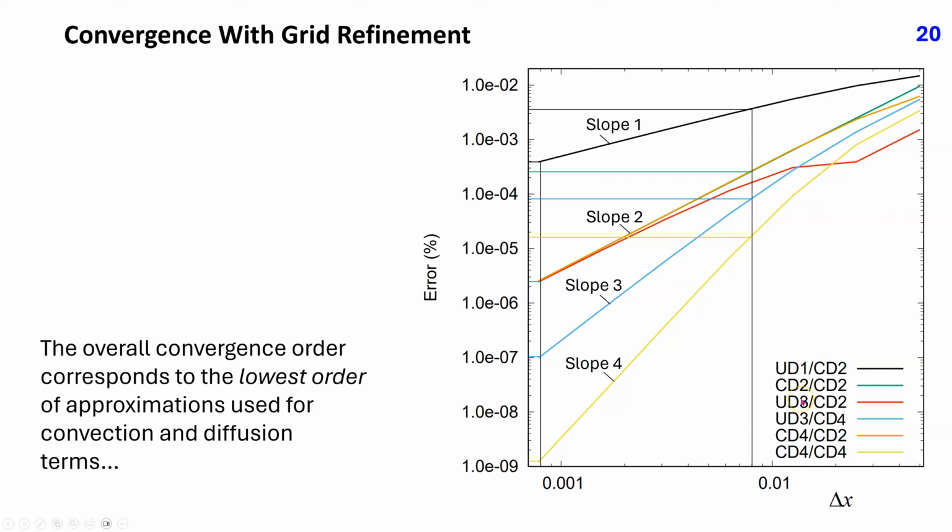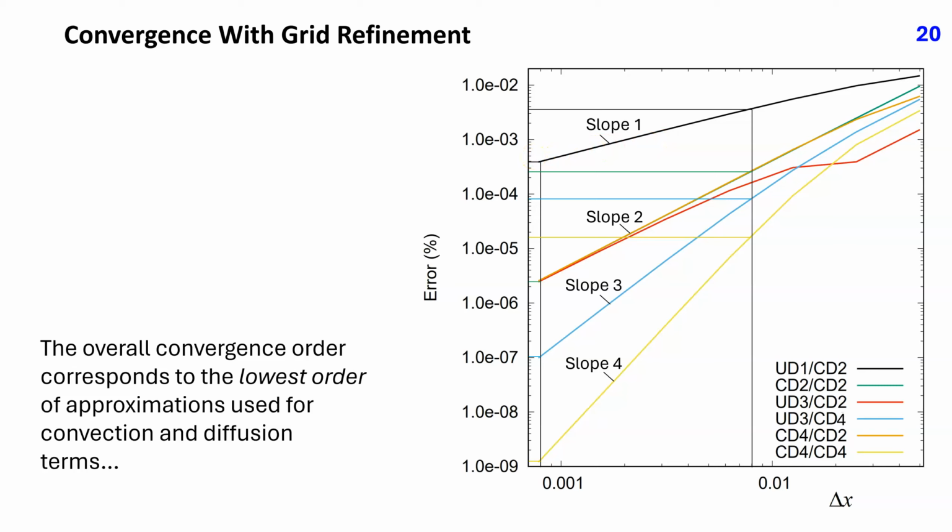Third order for convection, second order for diffusion, UD3, CD2. Third order for convection, fourth order for diffusion, UD3, CD4, and fourth order for convection and second order for diffusion, CD4, CD2. In addition, we have results from pure second order, CD2, CD2, and pure fourth order, CD4, CD4 approximations. When the first order approximation is used for convection, the error reduces by 1 order of magnitude when the grid spacing is reduced by the same factor.